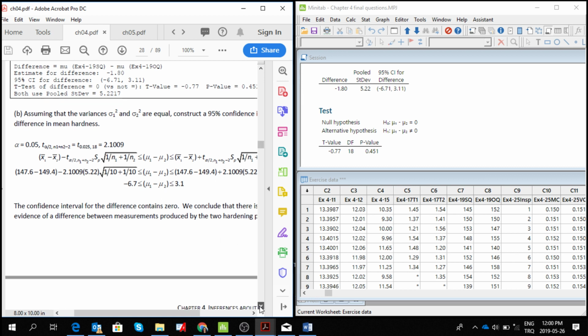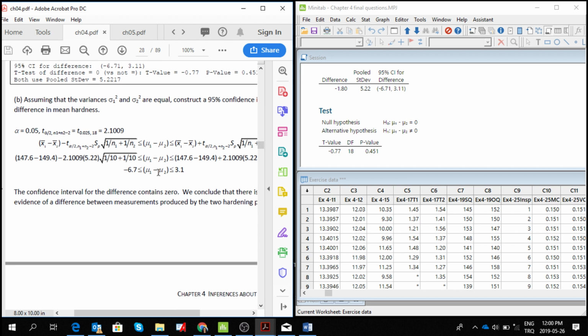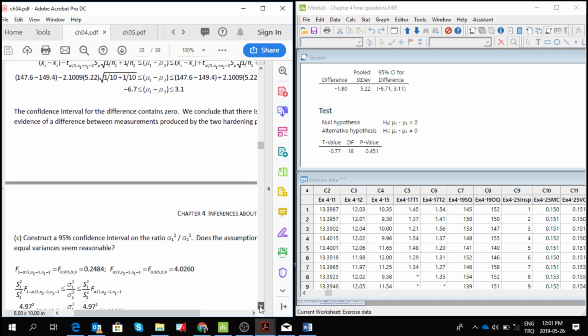Okay, and in this confidence interval, the interval contains 0, so that's the same thing as we are in the acceptance region, not in the rejection region. That's why we fail to reject the null hypothesis. I'm sorry. Okay, that's how we do it.